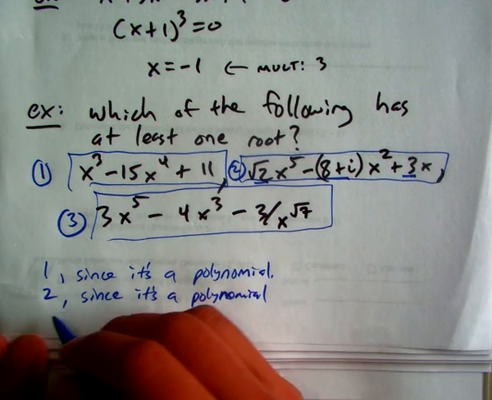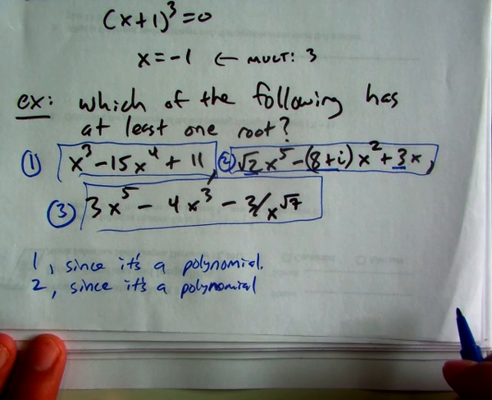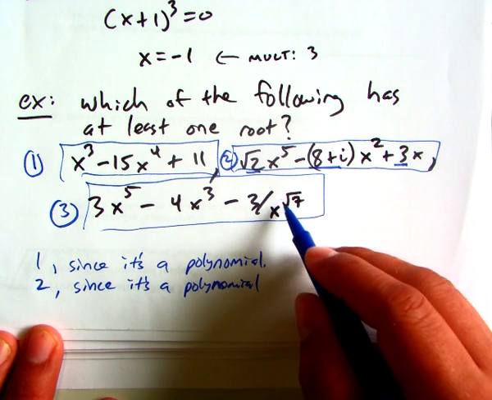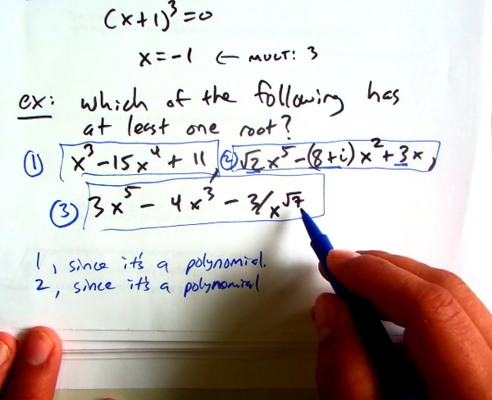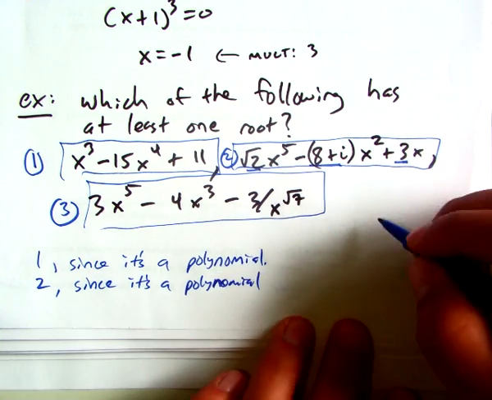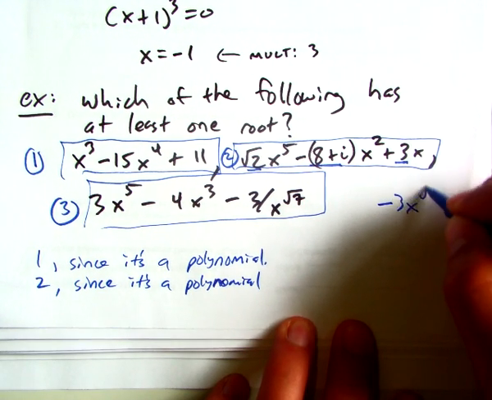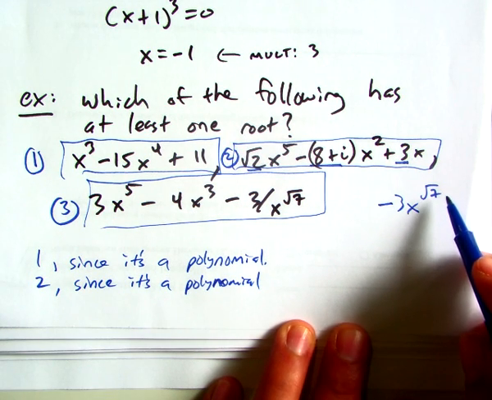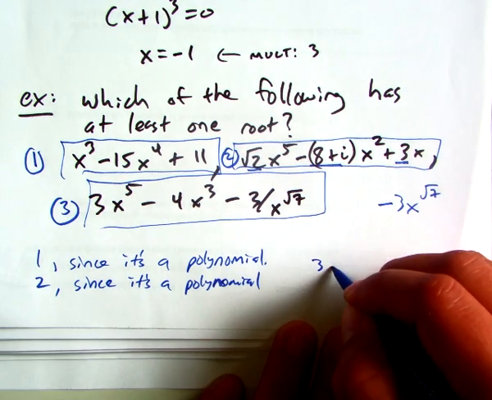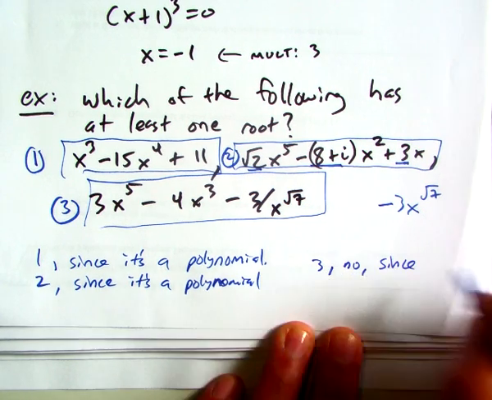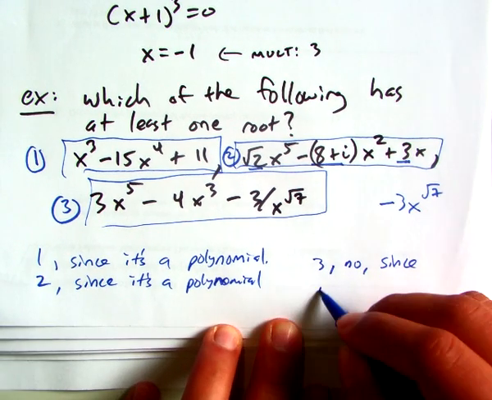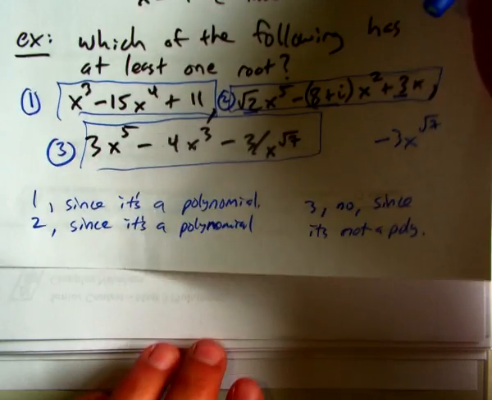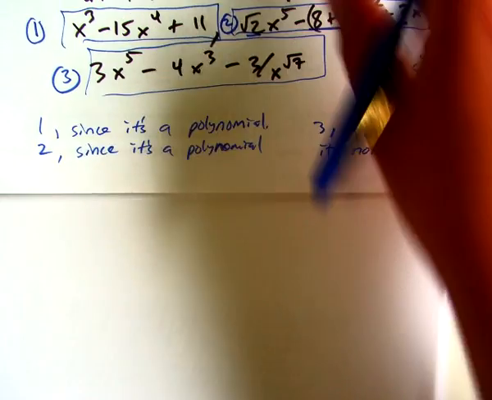What about 3? Why not? So a couple of reasons. Yeah, this is a negative exponent, and it's not an integer either, right? Even if it were, so let's do another scenario. What if it was just 3x to the root 7? Still no, because root 7 is not an integer, right? So 3 is no, because it's not a polynomial. Any questions on that?